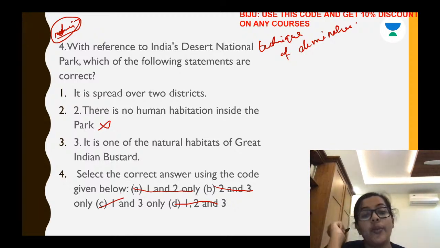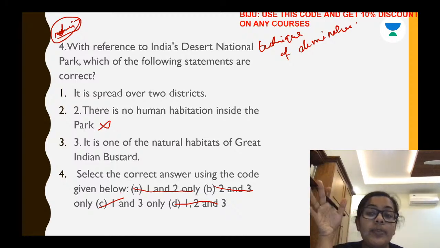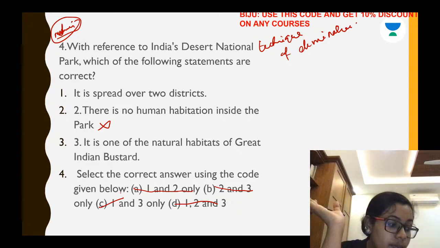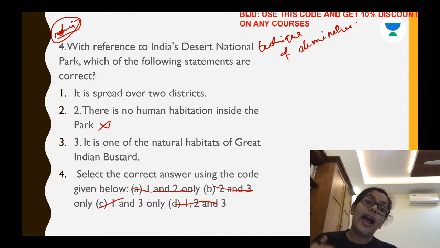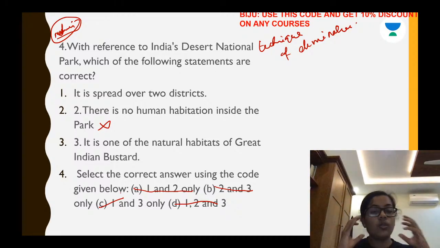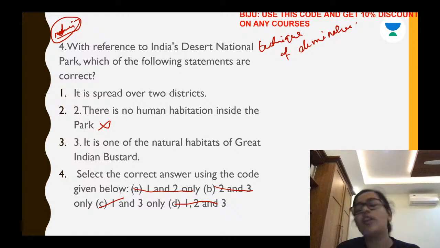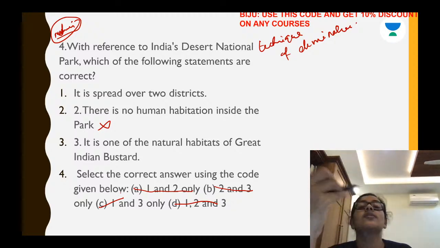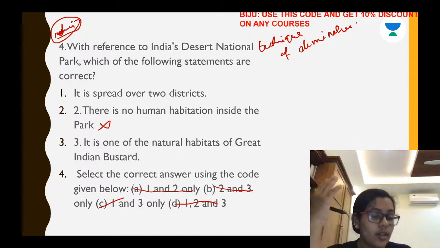This is a medium level question. See, you can actually apply the technique of elimination here. You have to think logically. This question paper is full of logic. Applying your logic, you get the answer. With reference to Desert National Park, which of the following statements are correct? This was the question.